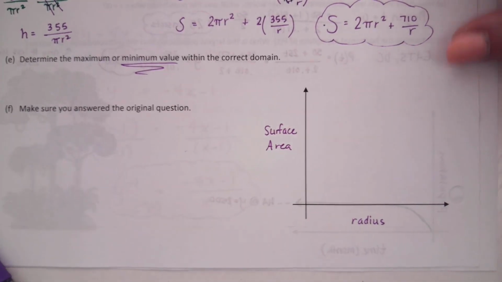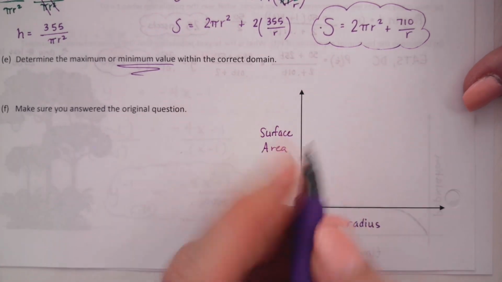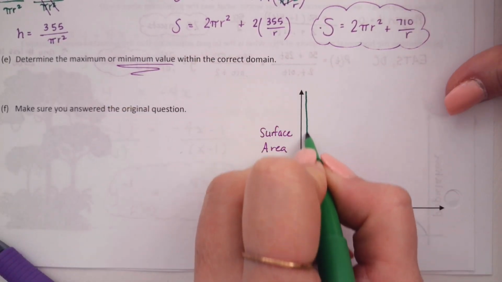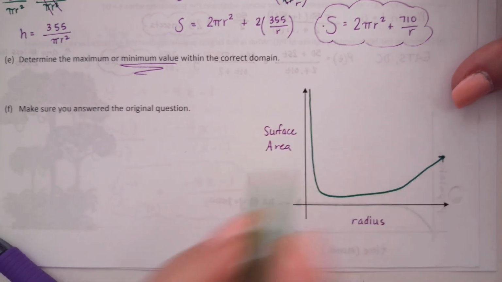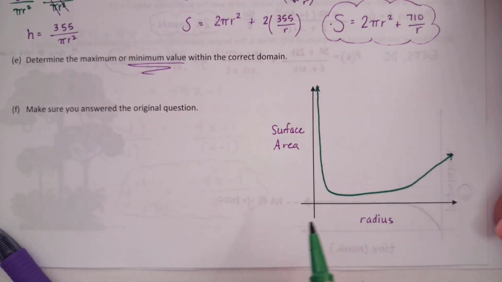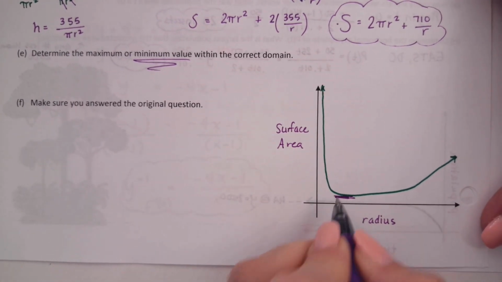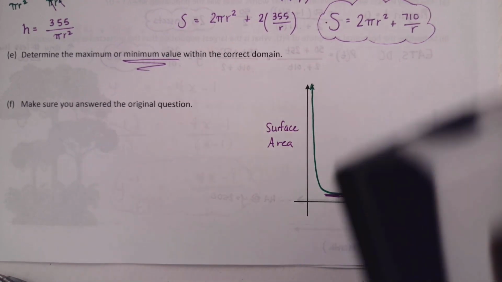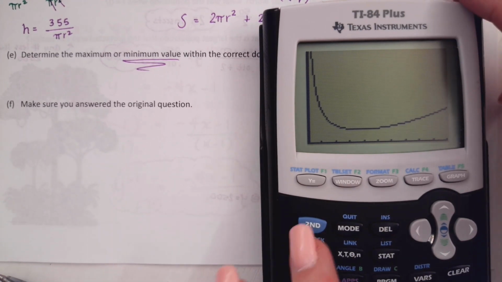Okay, I'm going to graph that over here. Let's see. It comes from this way. It goes here, goes that way. And we're trying to find which part of this graph? The minimum. So we need to find down here. Okay. Let's see. My minimum.